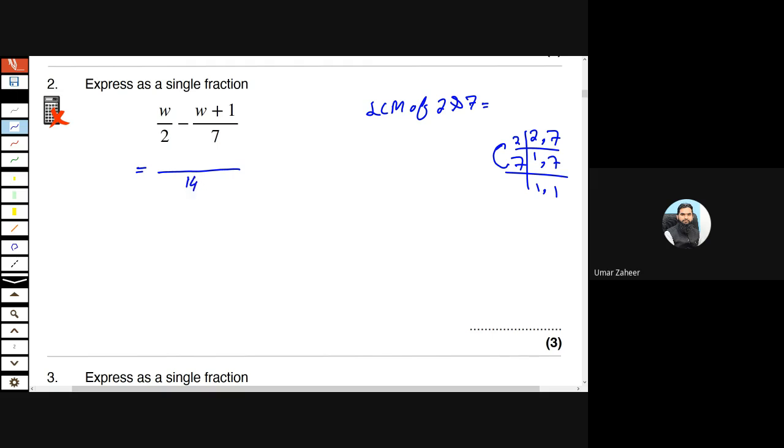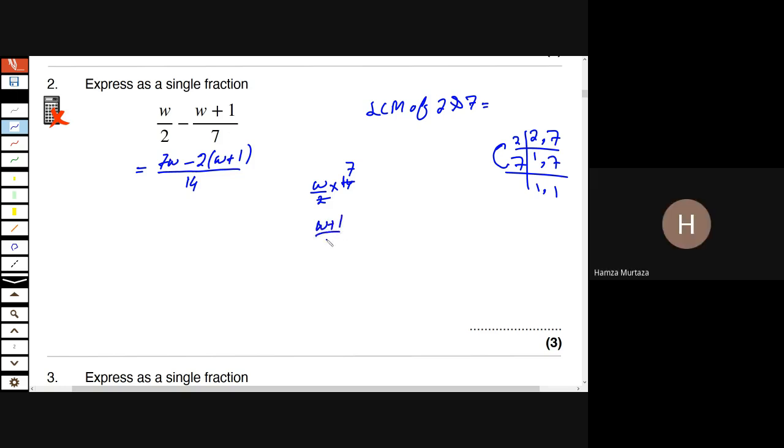Yes. What is the next step? W times 7, 7w. Yeah, it is going to be 7w. You are telling me that directly. You have to take the minus multiply by LCM. 2 times 7 is 14, it will be 7w. Okay, next. 2 brackets w plus 1. Yeah, 2 bracket w plus 1.